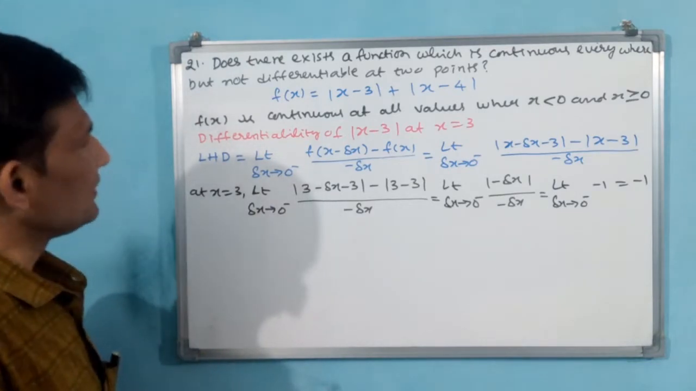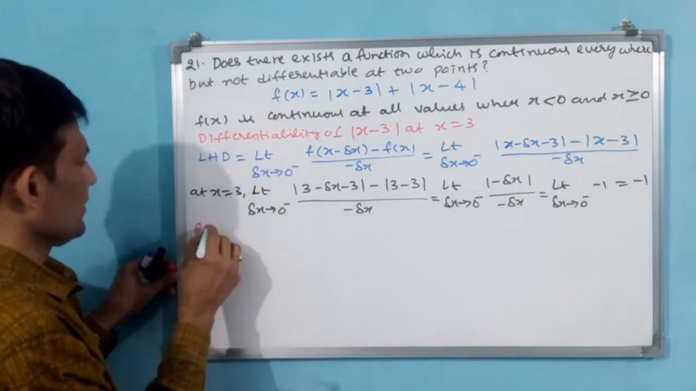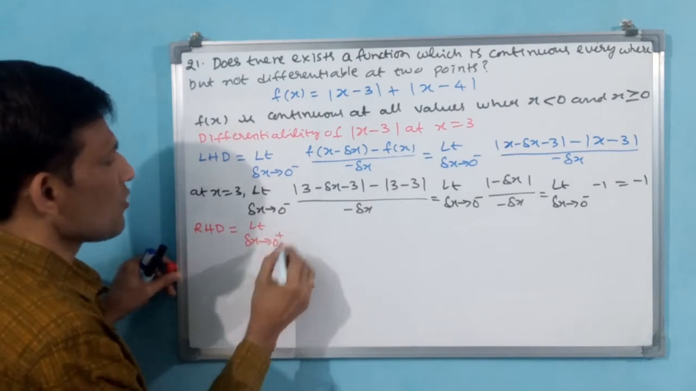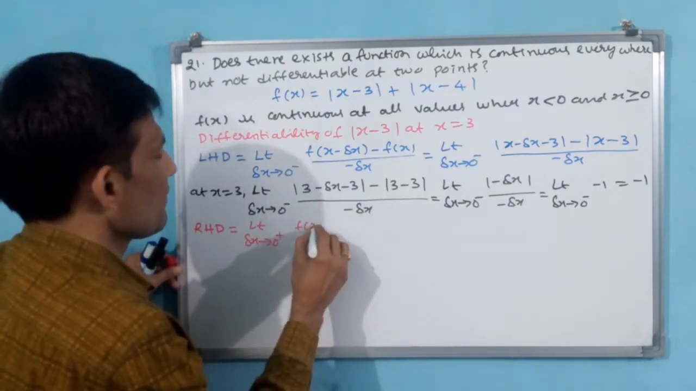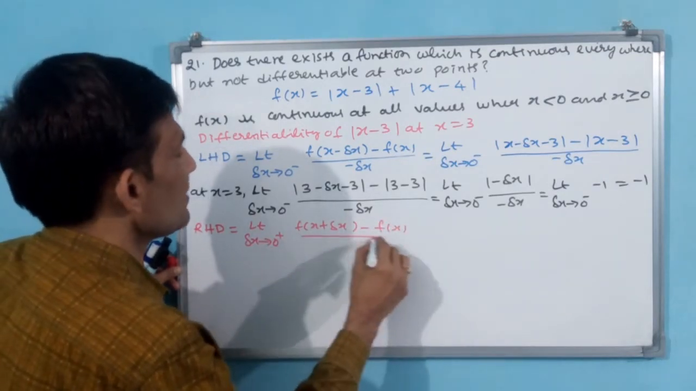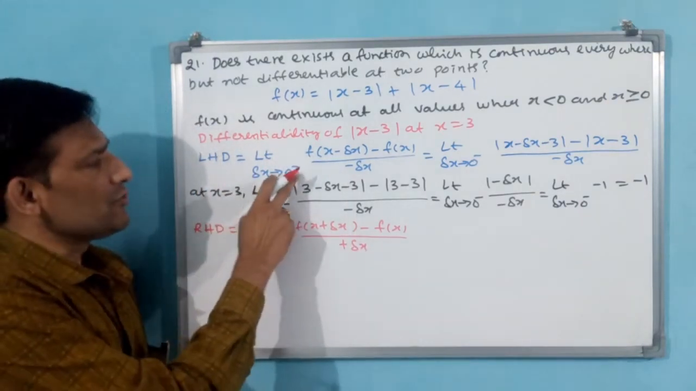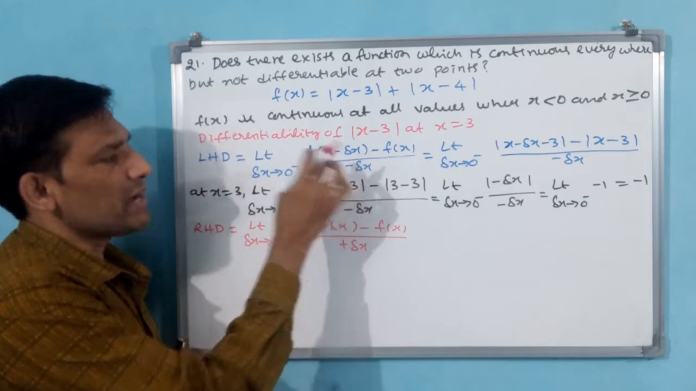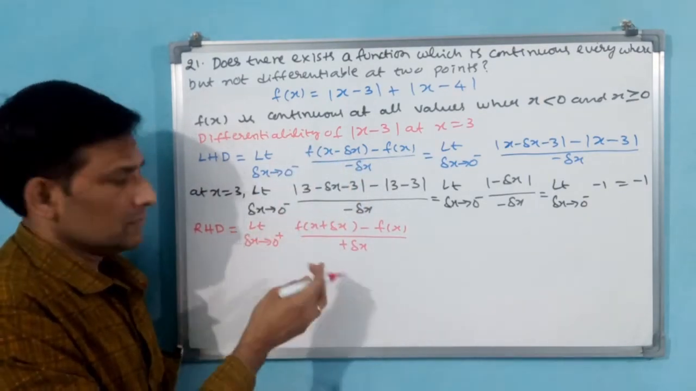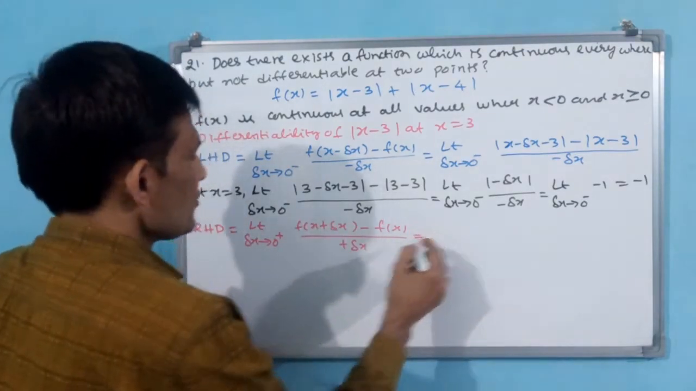Then go for right hand derivative also. Write down. Right hand derivative, RHD, is equal to limit delta x tends to 0 plus f of x plus delta x minus f of x divided by plus delta x. This formula is very important. You see here 0 minus means left hand derivative, minus delta x you have taken. Right hand derivative, 0 plus delta x you have to take. Okay. See, this is the formula.